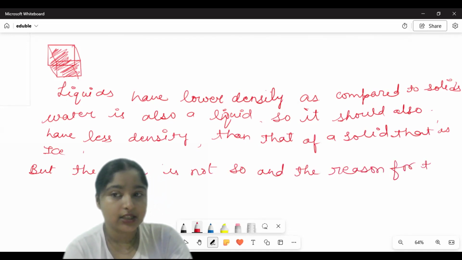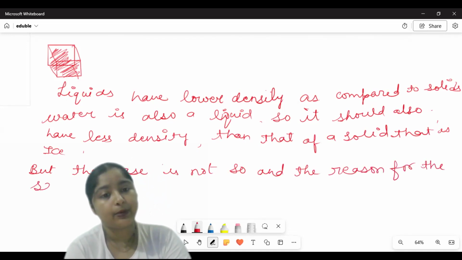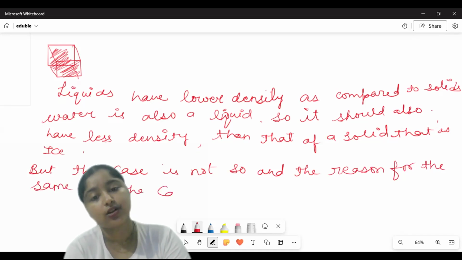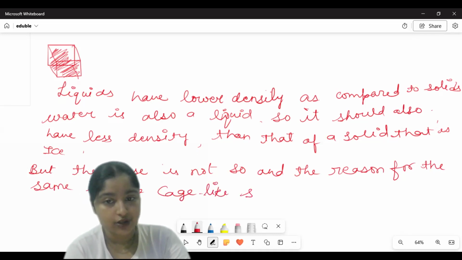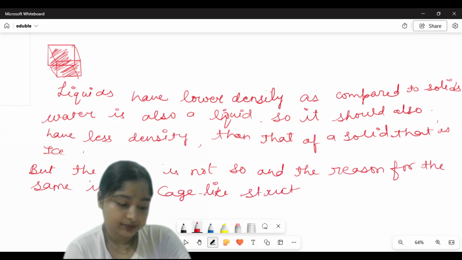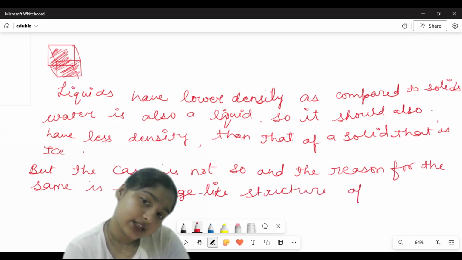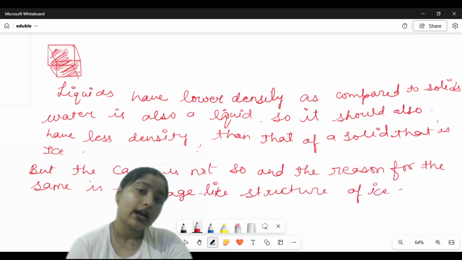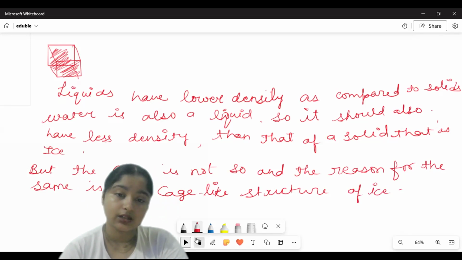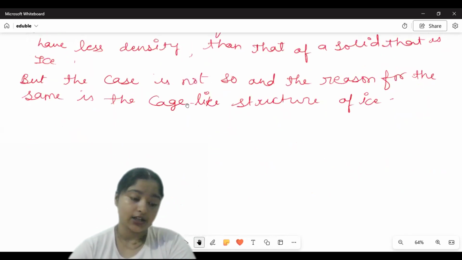Now, the case is not so, and the reason for the same is the cage-like structure of ice. The cage-like structure of ice. This is one of the reasons why the solid floats.